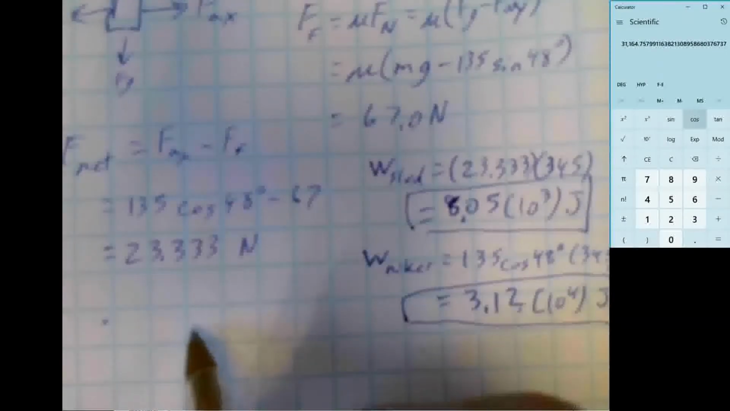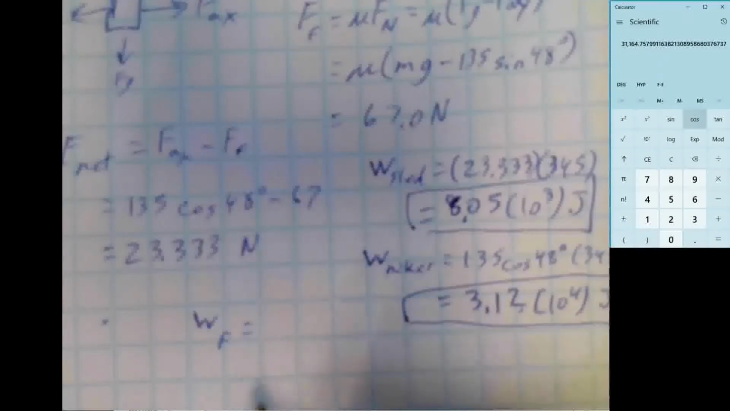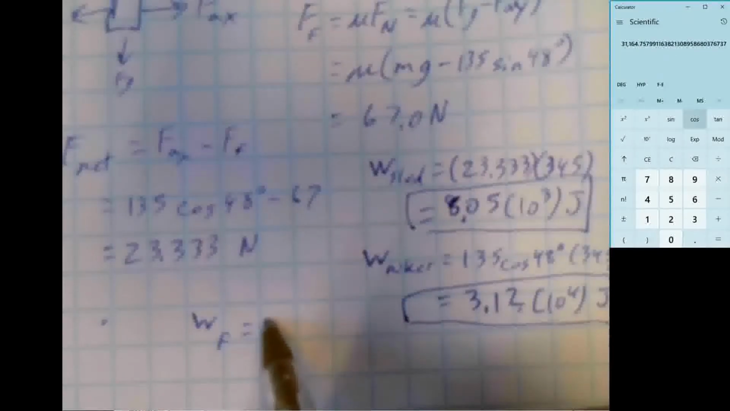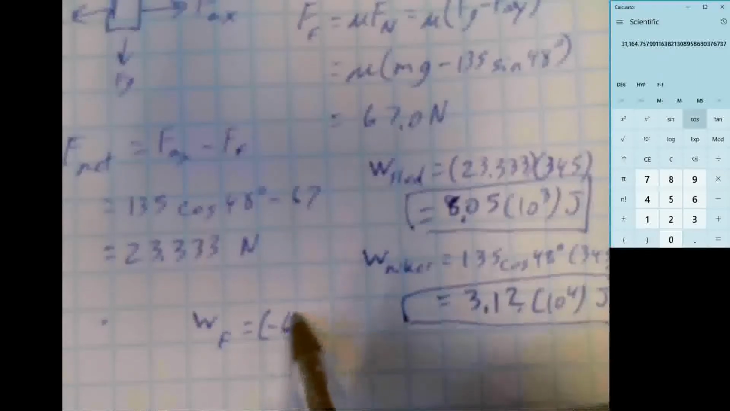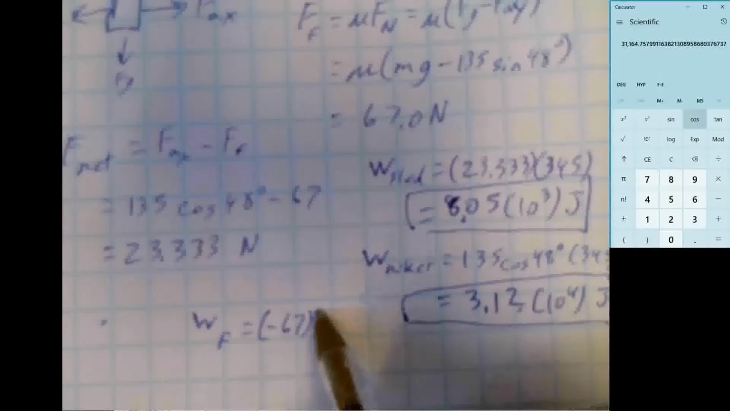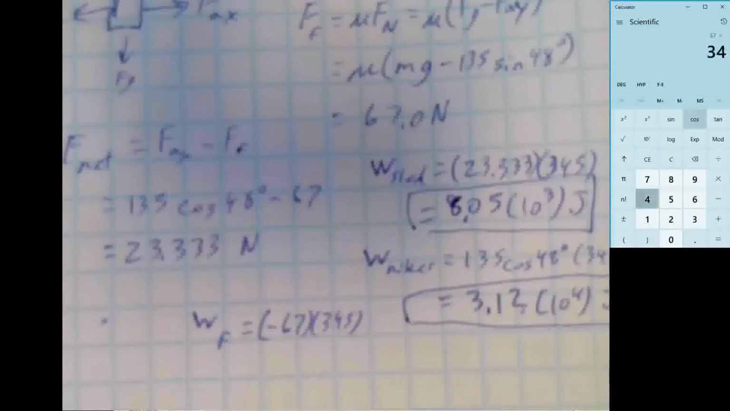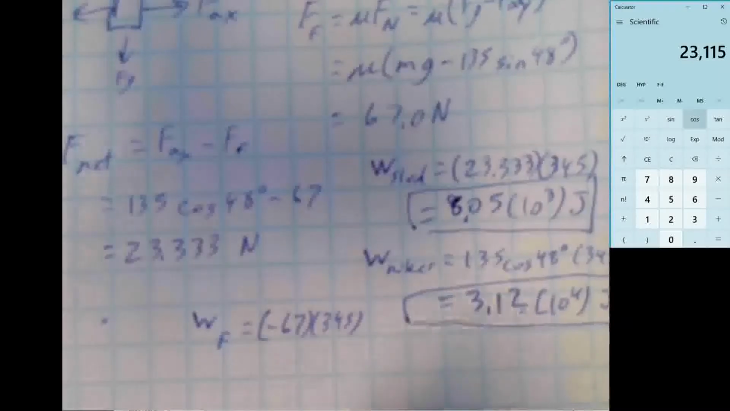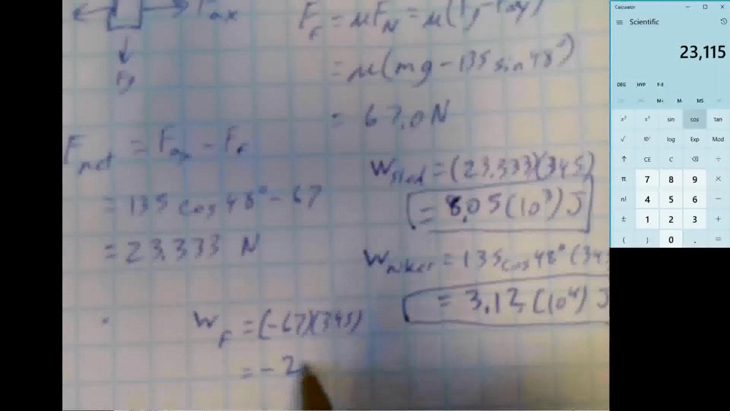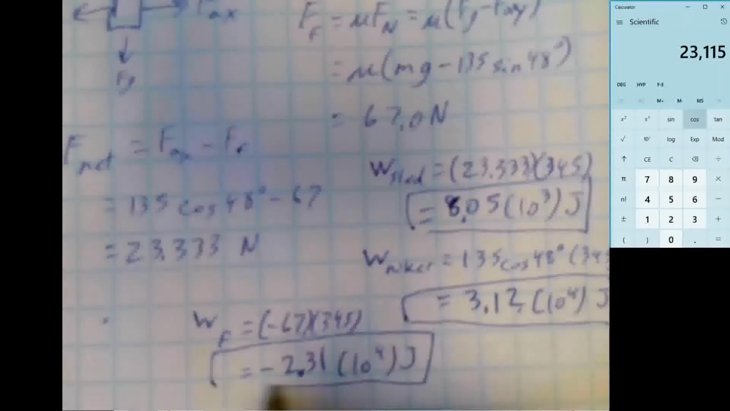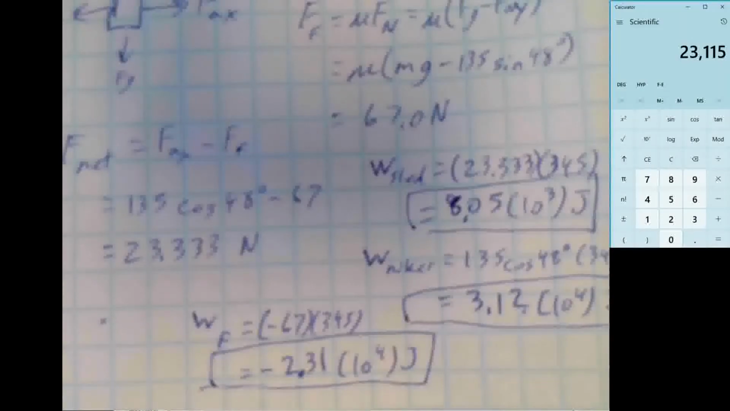And the work of the friction is going to be my force applied by the friction, which is negative 67 newtons, because it's in the opposite direction of the motion, times 345. 67 times 345, I have to make sure that that is negative. This is going to be negative 2.31 times 10 to the 4 joules. That's how I would calculate each of those.